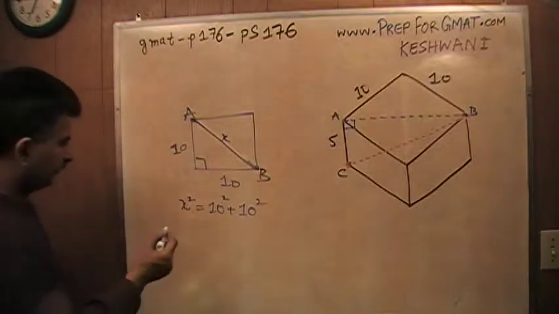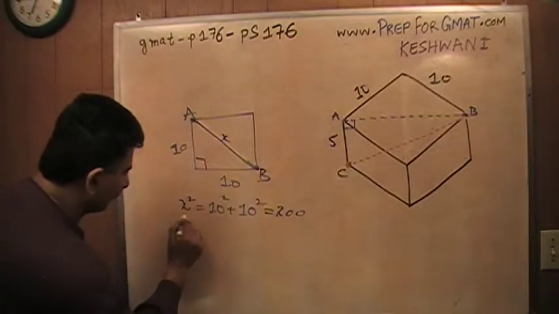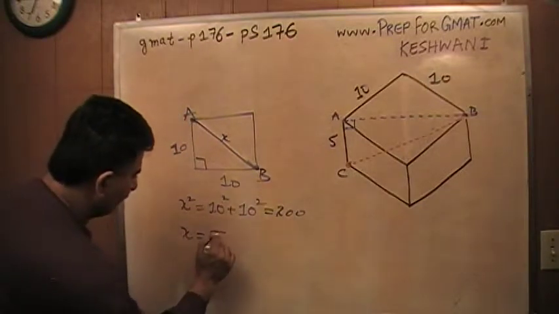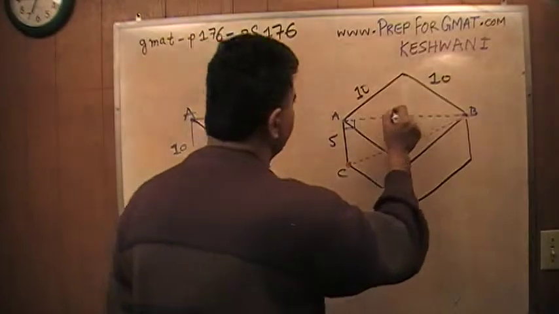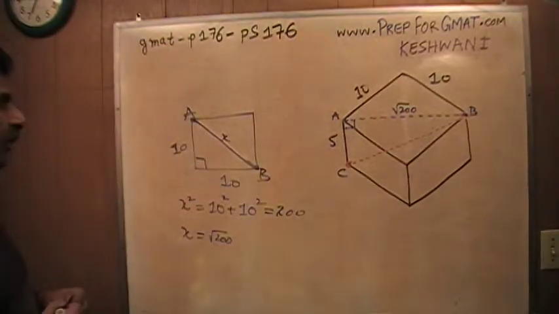So, x squared would equal 200. And therefore, x, if you take the square root of both sides, would equal the square root of 200. So, I'm going to put that here, square root of 200. Now we're going to use the Pythagorean theorem one more time.